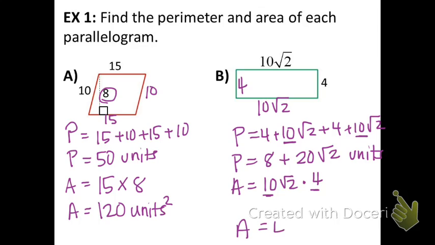So we get 10 times 4 is 40 root 2 units squared. Then we talked about, remember, that's what they call an exact answer. If they wanted approximate, then we would take the square root of 2 and multiply it by 40.